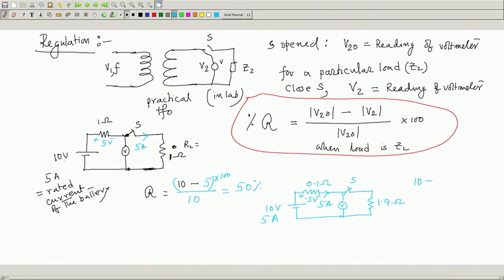Therefore, output voltage available will be 10 minus 0.5. So, with the load connected, this voltmeter reading will be 9.5 volt. So, 9.5 volt divided by 10, and you see into 100. Regulation is now quite small, 0.5 by 10 into 100. It will be 5%, 0.05, 5%.